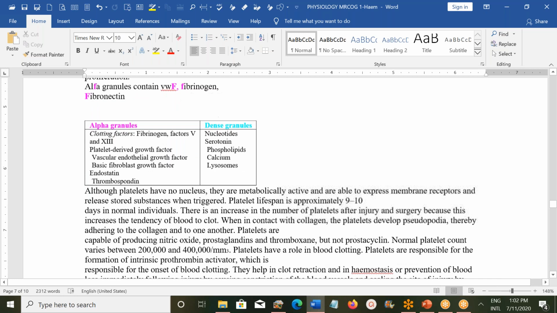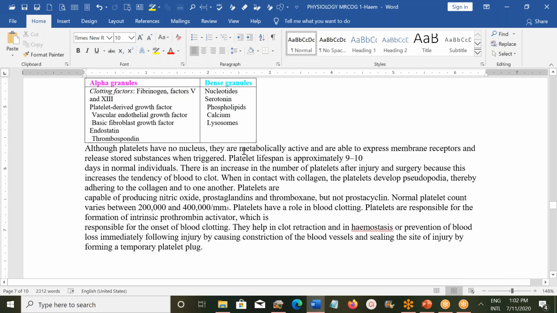The platelets usually have no nucleus, but they are metabolically active and are able to express membrane receptors, and they will release stored substances when they are triggered. How are they triggered? By injury. Their lifespan is 9 to 10 days in a normal individual. There is an increase in the number of platelets after injury and surgery because this increases the tendency of the blood to clot. In contact with collagen, the platelets develop pseudopodia, or feet, and thereby attach themselves to the collagen and to one another.